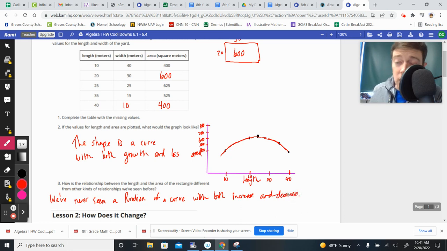We've seen a curve that increased. We've seen a curve that's decreased. We've seen a straight line that's done both increase and decrease, like the absolute value and piecewise, but we've never seen a curve do both of those things at once. So that's how this one's new. And that's the beginning of our introduction into quadratic functions.